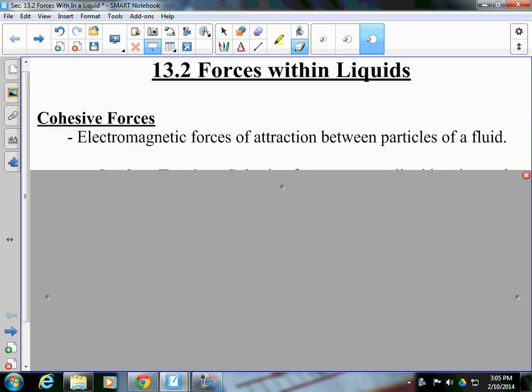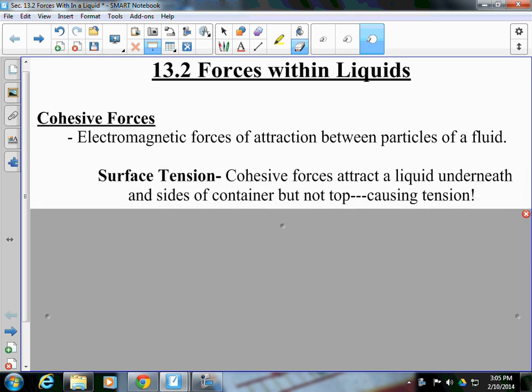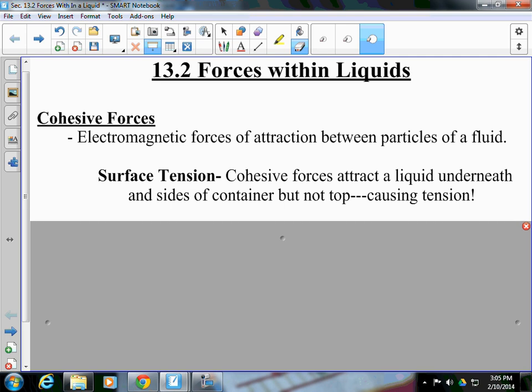First off, we have cohesive forces. And what are cohesive forces? The electromagnetic forces of attraction between particles of a fluid. So remember, when we talk about fluids, fluids take the shape of their container, similar to gases, and they have a little more cohesive force. And this cohesion force can result in a couple of things. The first thing it can result in is surface tension.